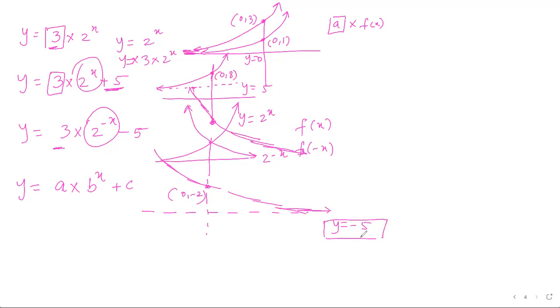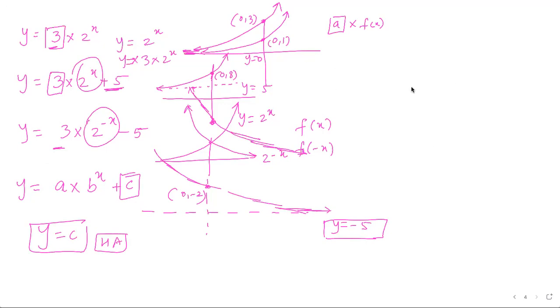So in general, as a summary, this c, y equals c, is nothing but the horizontal asymptote of the graph. For any exponential function, this c represents the horizontal asymptote to the given graph. As a summary of this, you must understand how each transformation works.